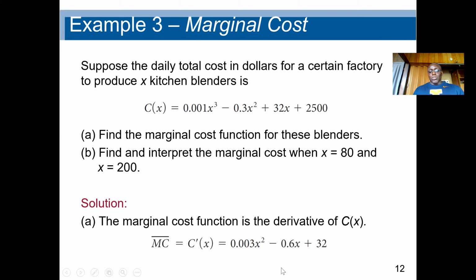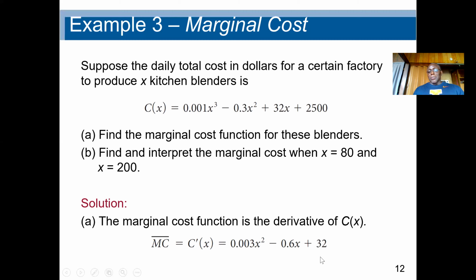So let's look at the solution. We get 0.003x squared, because 3 times 0.001 and 3 minus 1 gives x squared. 0.3 times 2, so we get 0.6. The exponent is 2 minus 1, so it will be x. Then the derivative of 32x will give me 32, because we have exponent 1, and 1 minus 1 is 0. Any base raised to the power 0 is 1, and 1 times 32 is 32, so we have 32. And we again said that the derivative of a constant value is always 0. So this will be our solution for A.